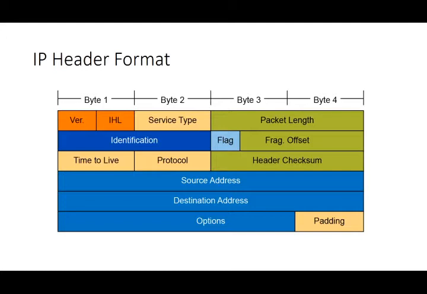The next field we have is the packet length. Now this is the entire length of the packet. It includes the 20-byte IP header, as well as all of the user data that is encapsulated inside here. This field is 2 bytes long, and the maximum size that we could ever see an IP packet being would be 65,535 bytes. This is followed by the identification field, the flag field, and the fragment offset field.